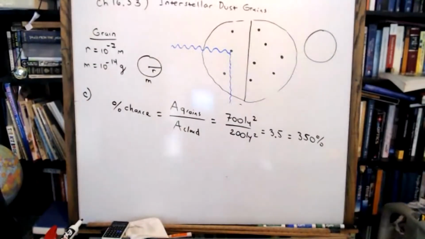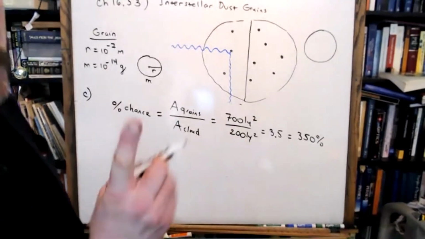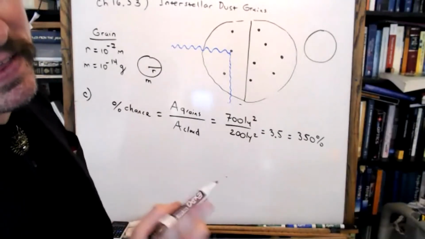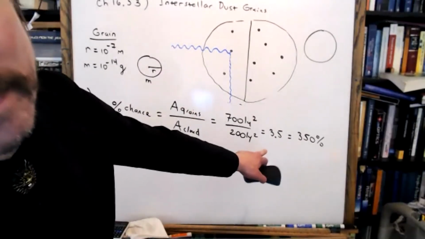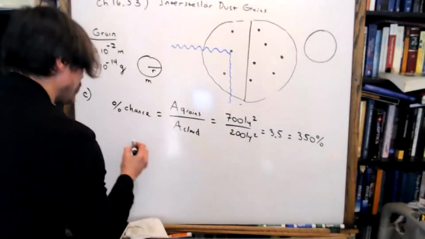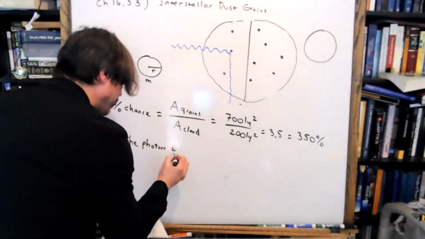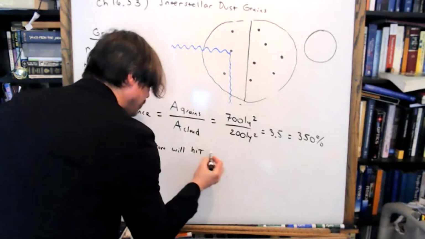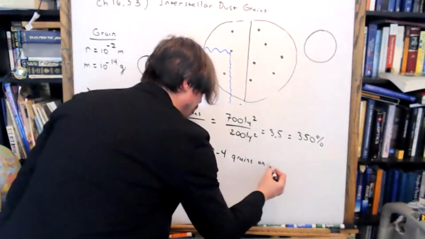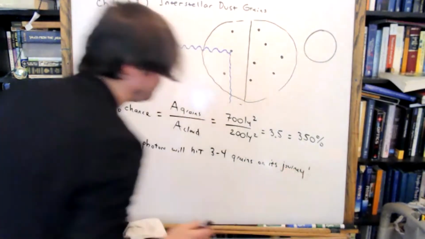You are 3.5 times more likely to hit a dust grain, or in other words, if you're 3.5 times more likely than hitting one dust grain, you're probably going to hit 3 to 4 dust grains on your journey through the cloud. So the photon will hit somewhere between 3 and 4 grains on its journey through the cloud.